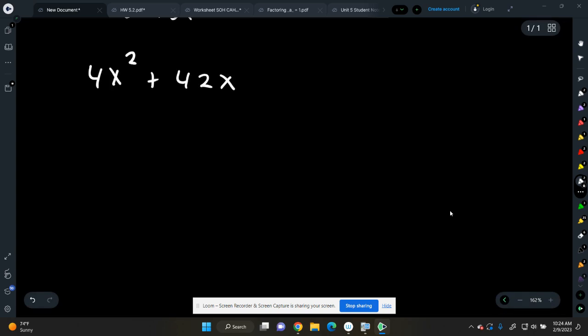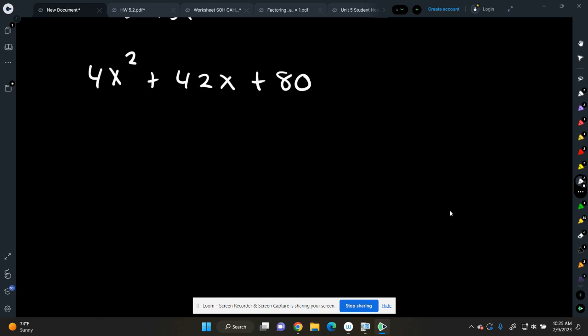Okay, let's do 4x squared plus 42x plus 80. Okay, what do you think? Why is this one harder? What's happening? What's going through your head? 1 and 4 and 2 and 2. We could do 1 and 4 or 2 and 2.